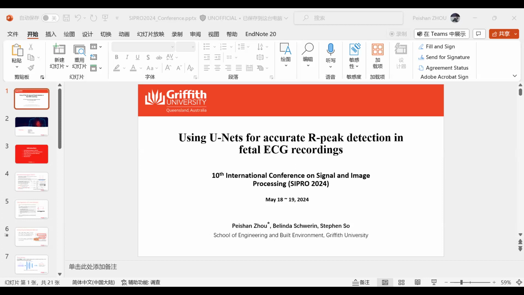And we can see the figure here that shows an example of a cardiac cycle of the fetal ECG signals. It includes 3 main features like the P-wave and the QRS complex. All these features can be used for disease diagnosis.